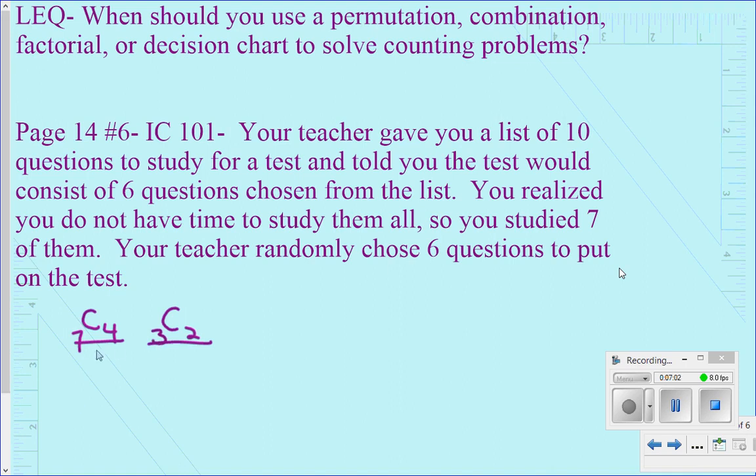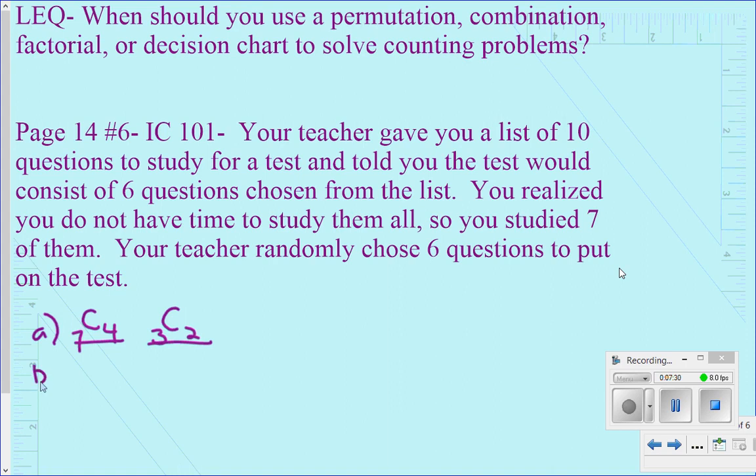So let's just make sure we understand what these represent. The 7C4 represents the teacher's picking 4 questions from the 7 that you studied. This 3C2 means the teacher's picking 2 questions from the 3 that you did not study, which means that we're picking total 6 questions, and we're picking from a total of 10 questions. Okay, so that takes care of part A.